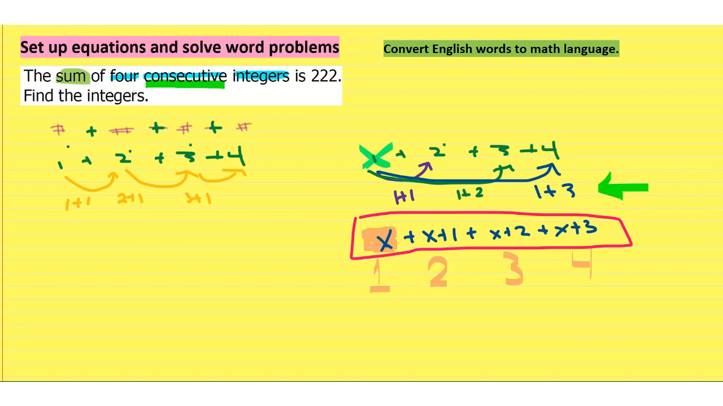And it says in our word problem that the sum is, well, "is" always means equals in math language, and 222 actually is already math language, so that means this equation is going to be equal, all those things are going to add up to 222. Okay, so let's go ahead and kind of erase what we've gotten here so we've got room to work.